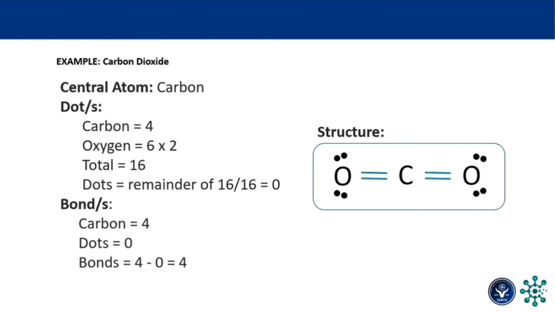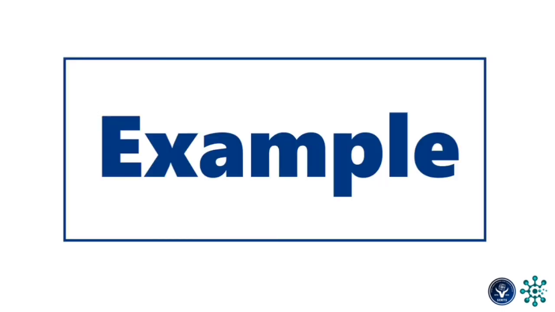Thus, the structure, let us verify: carbon has no dots in the structure, which is congruent to the result of this step. Also, carbon made 1, 2, 3, 4 bonds, which is in congruence to this result. So basically, you can use whichever technique for as long as you do it the appropriate way. Let's have an example.